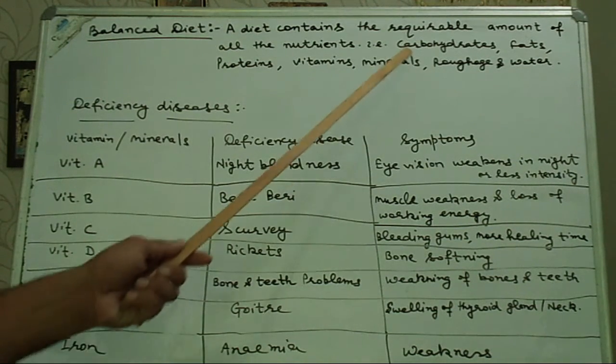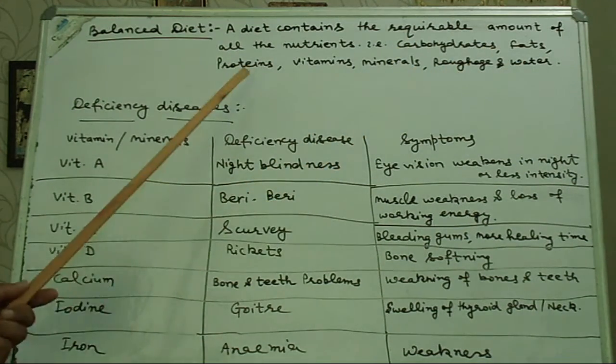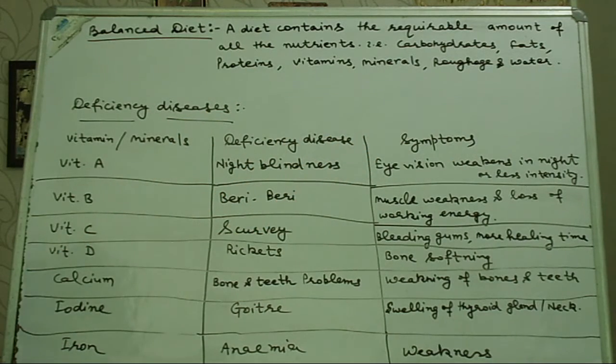So whether it's carbohydrate, fat, protein, vitamin, mineral, roughage or water, every nutrient is needed in our body, but the amount is different for every kind of nutrient. As I have already told you, we take carbohydrate more in amount than fats. But if we take carbohydrate and fats in equal amount, then what can happen?